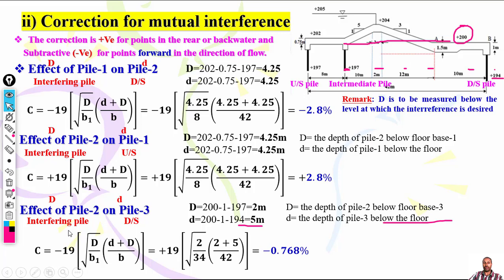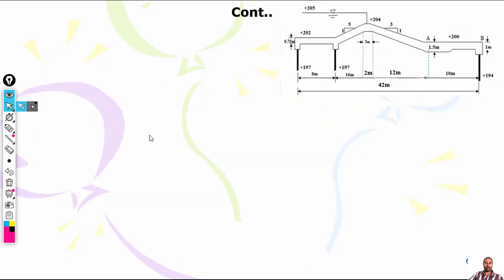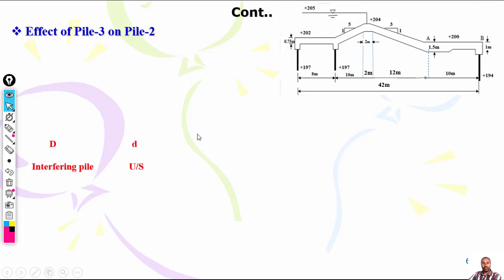So you can give negative now because you are taking from 2 to 3, which is 4 points forward in the direction of flow. So you have here upstream the interfering pile and this is the downstream pile 3, which is related to the flow direction, so it will be negative. So the effect of pile 3 on 2, from 3 to 2, but the flow is in this direction. Clear?